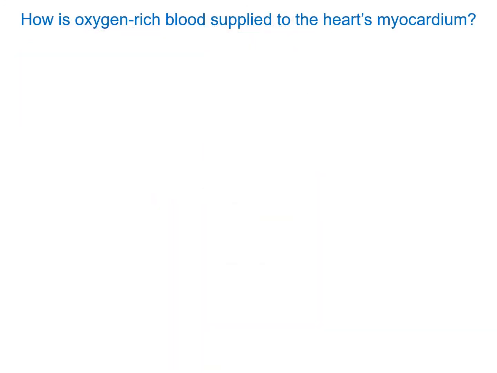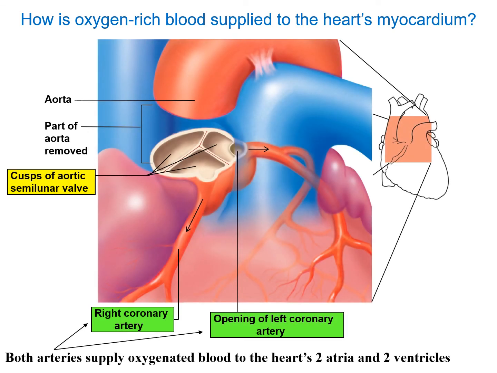So we've talked a little bit about how the heart muscle itself receives oxygen-rich blood. It should. It's doing all this pumping, right? It deserves a good oxygenated blood supply, and it gets that. So when that blood comes back to the lungs, it gets taken into the left atrium, across the bicuspid valve into the left ventricle, and then out the aortic semilunar valve into the aorta, right?